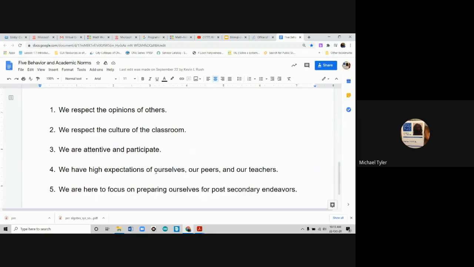All right, so now the five academic norms. Miss Brown, could you read these? Yeah. We respect the opinions of others. We respect the culture of the classroom.